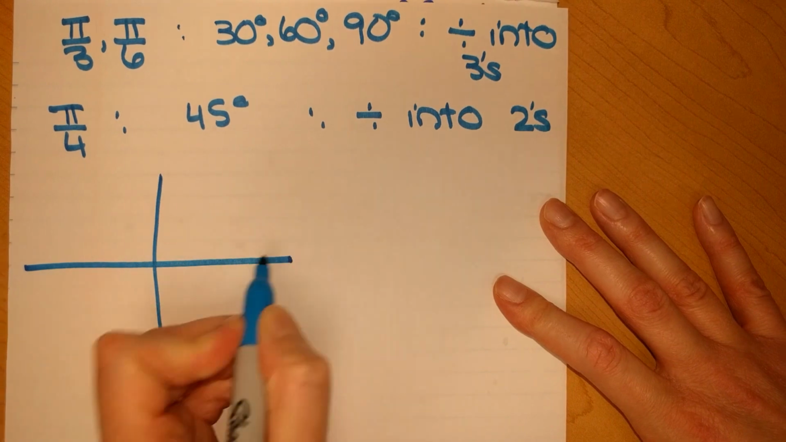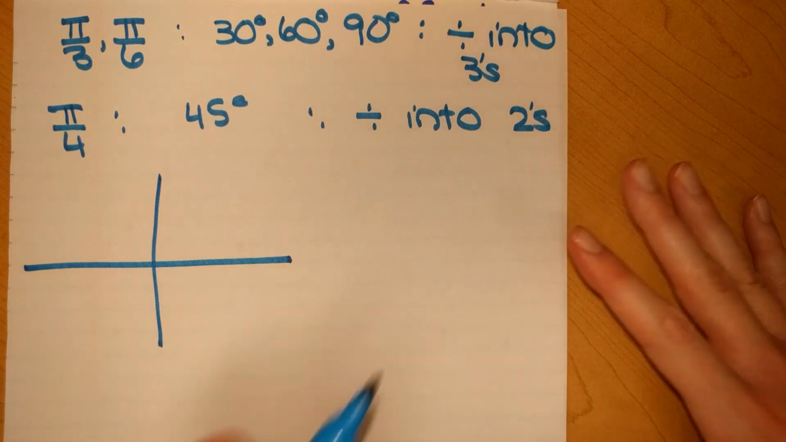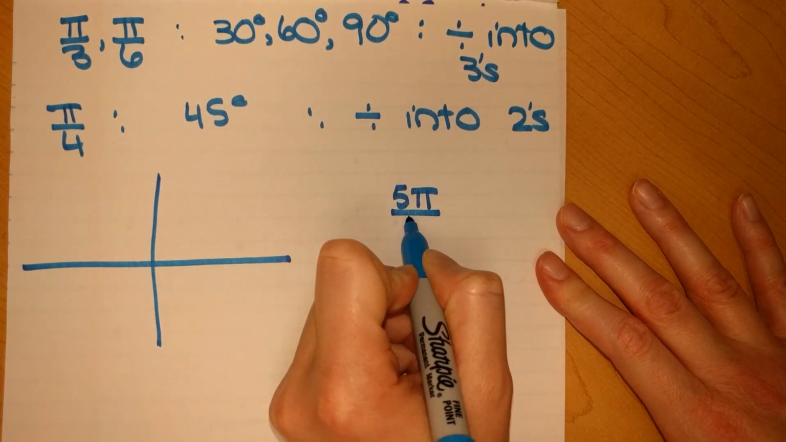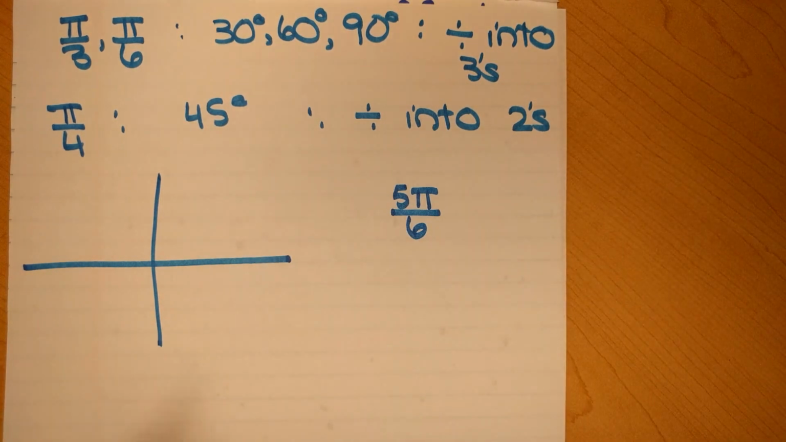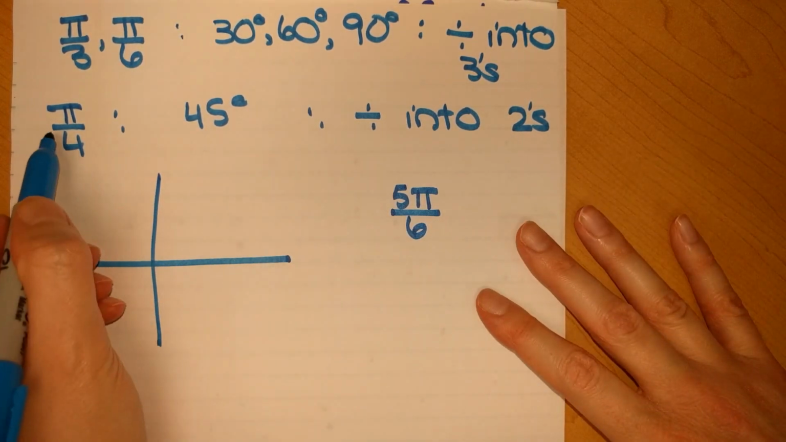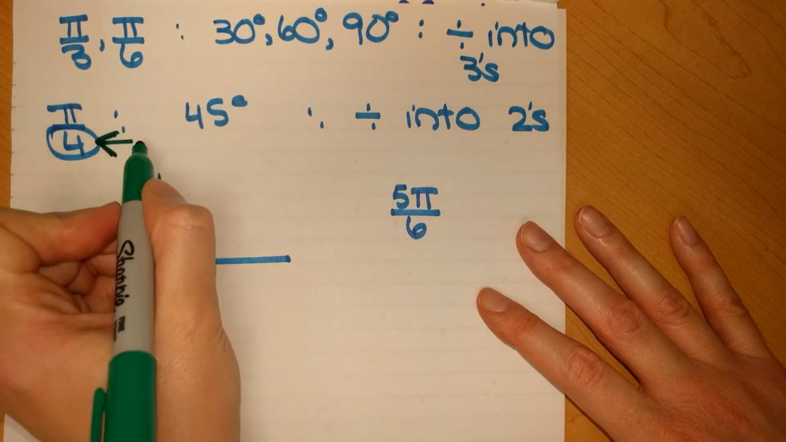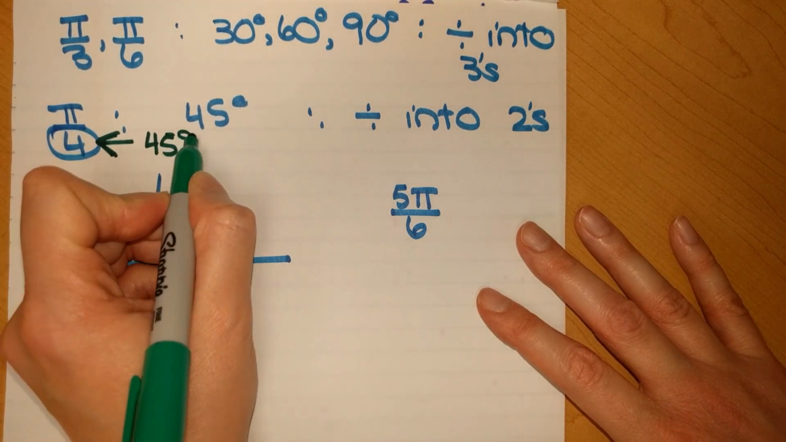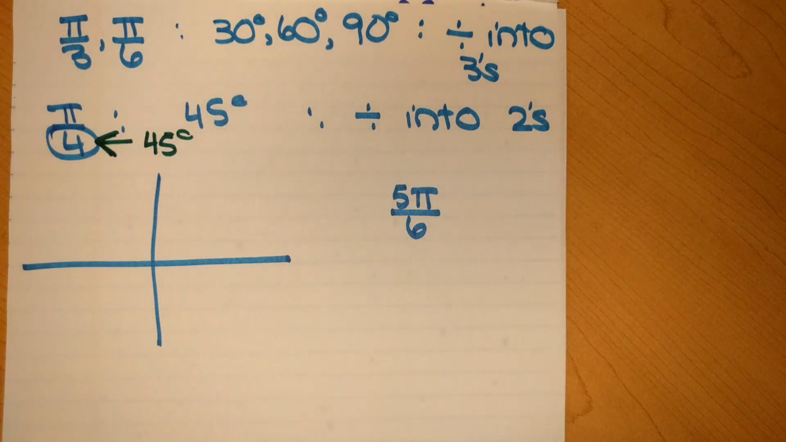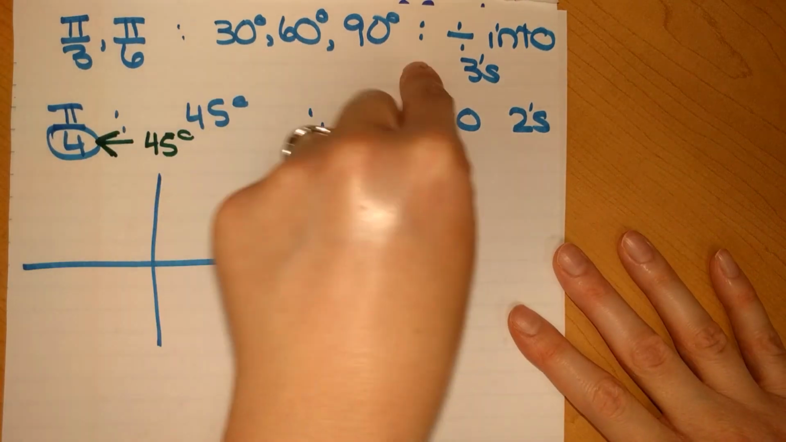So let's say that someone asks us to find 5 pi over 6 on the unit circle. The first thing that we know is that that is not a 45 degree angle because it doesn't have a 4 in the denominator. All of our 45 degree angles will always have 4s in the denominator. So when we see 6s, 3s, 2s, that's telling us that it's 30, 60, 90.